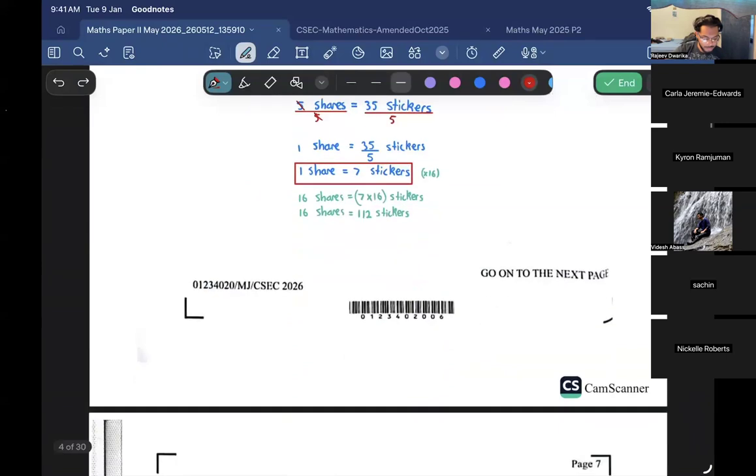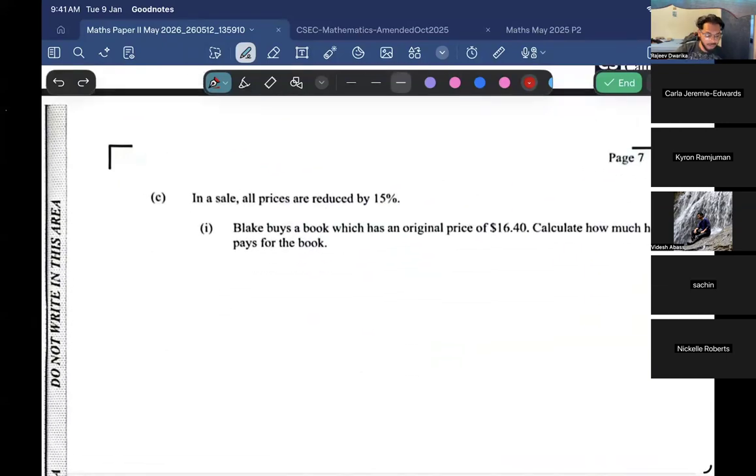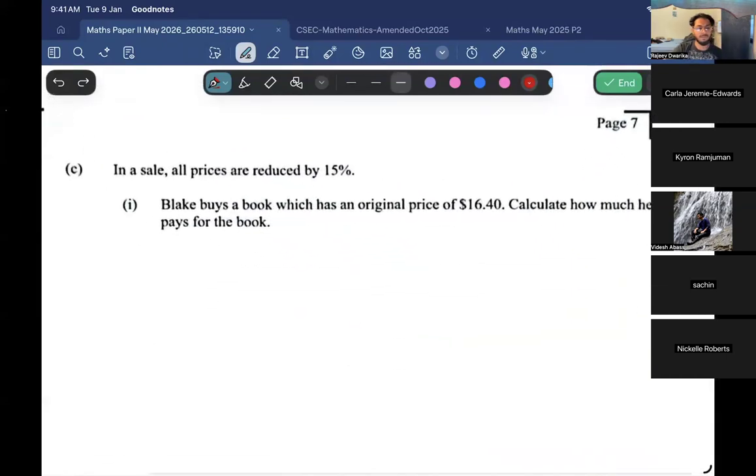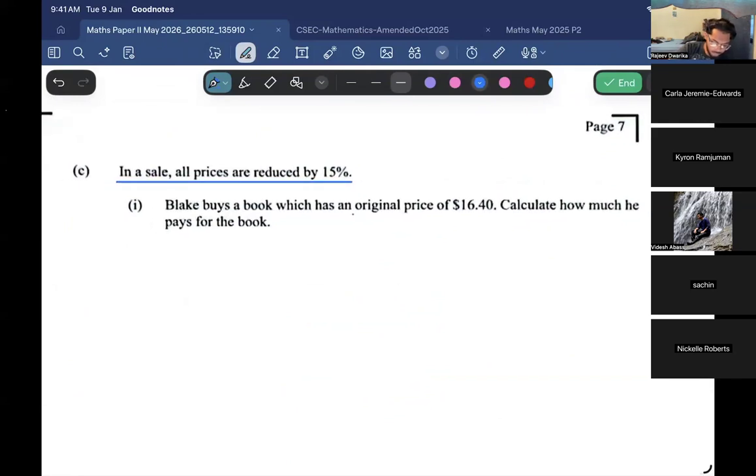Right, let's continue. So Kyron, read part C for me. In a sale, all prices are reduced by 15%. Blake buys a book which has an original price of $16.40. Calculate how much he pays for the book.